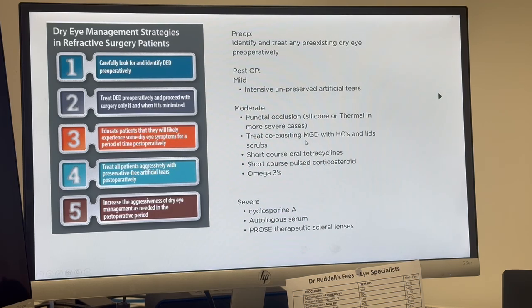Obviously, we treat any coexisting MGD, using heat compresses, lid scrubs, and making sure that they're doing that digital massage as well. We can also look at things like a short course of oral tetracyclines, a short course of pulse steroids, and omega-3s. Then for the severe category, typically it doesn't get to this stage, especially if it's identified and aggressively treated in that very early post-op period. But we do have things like cyclosporin, autologous serum, and in really, really bad cases, we do have things like therapeutic scleral lenses as well, or the PROSE system.